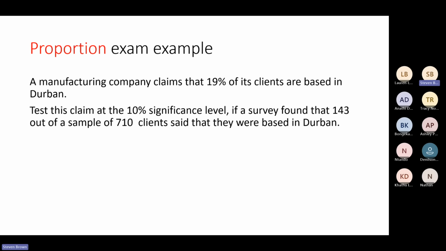That's step one: what is my claim? What's the claim that I'm testing? Step two is what are the numbers that step three must fall between? And bang, you're there. It's as simple as that.